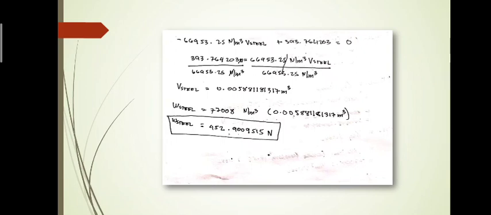Divide 393.764203 Newton by 66,953.25 Newton per cubic meter. The Newton cancels. So V steel equals 0.005881317 cubic meter. The Newton cancels.